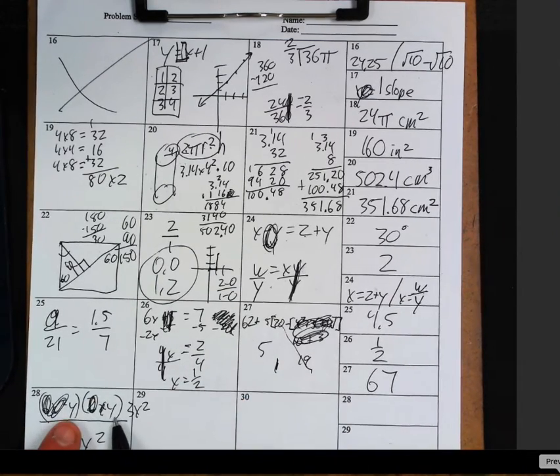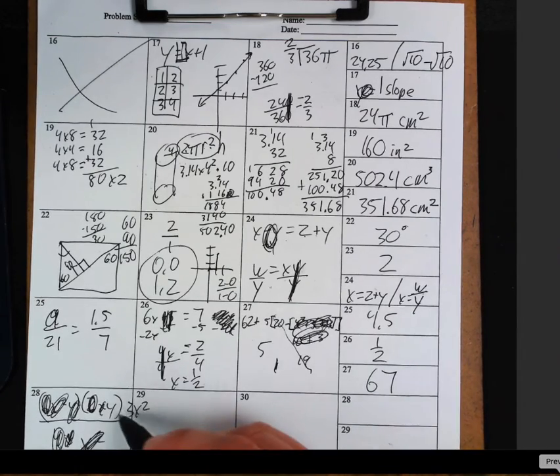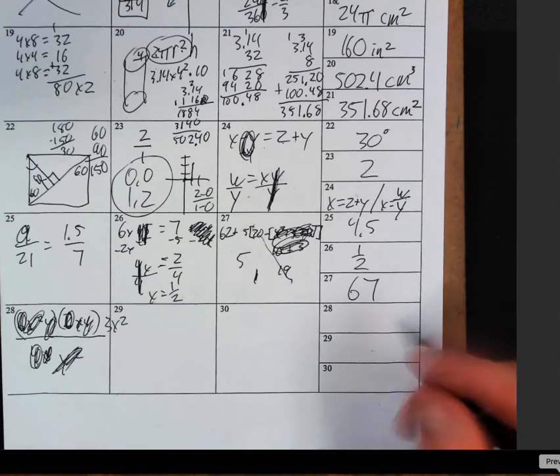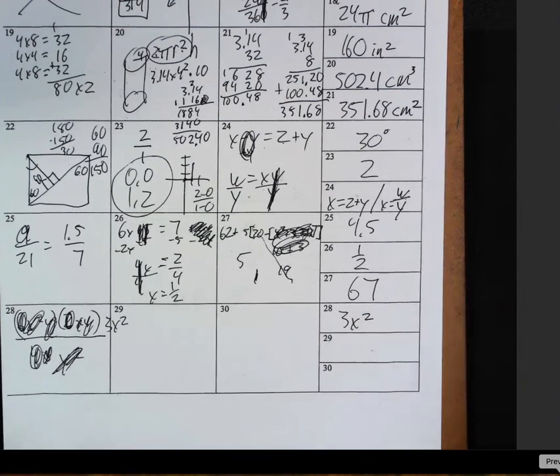How many y's on the top? 2. How many y's on the bottom? 2. So the y's just cancel. So I'm left with 3x squared. Done. The bottom was all deleted out of that.